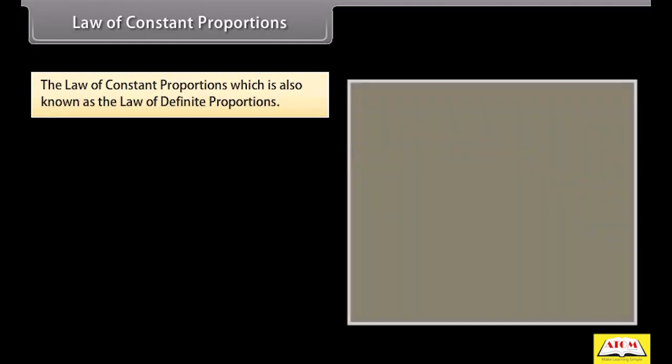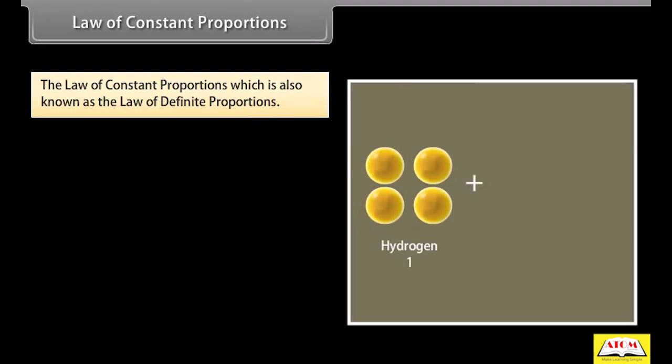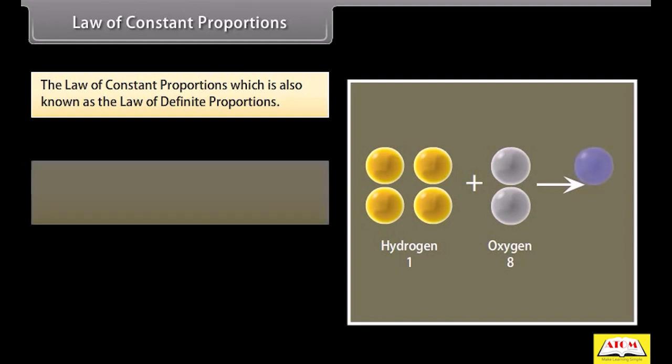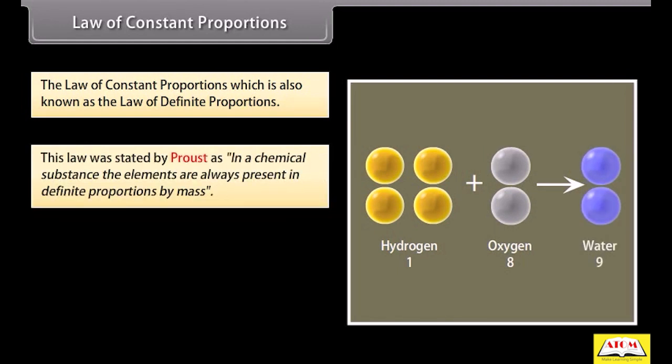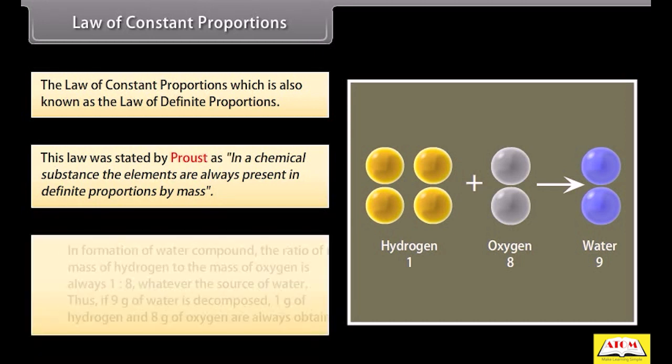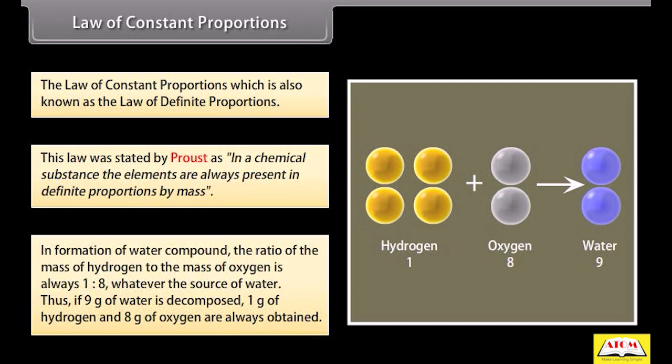Law of constant proportions. The law of constant proportions, which is also known as the law of definite proportions, was stated by Proust. As in a chemical substance, the elements are always present in definite proportions by mass. In formation of water compound, the ratio of the mass of hydrogen to the mass of oxygen is always 1:8, whatever the source of water. Thus, if 9 gram of water is decomposed, 1 gram of hydrogen and 8 gram of oxygen are always obtained.